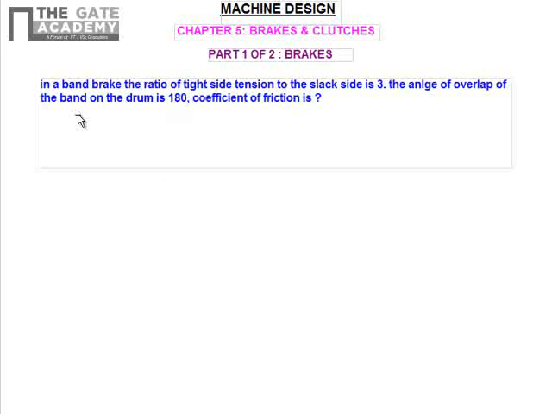What is the coefficient of friction? Now we know in a band brake, the ratio between the tight side tension P1 to the slack side tension P2 is given as e power mu theta.